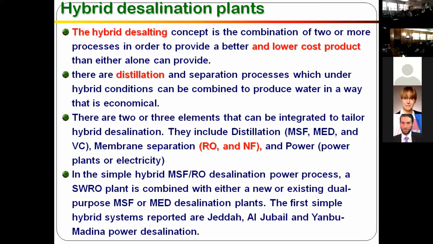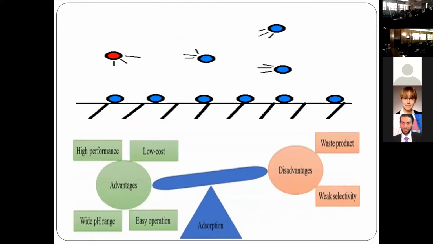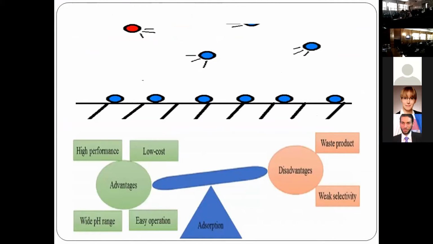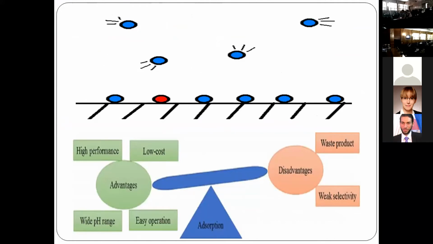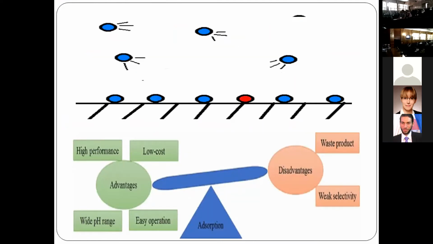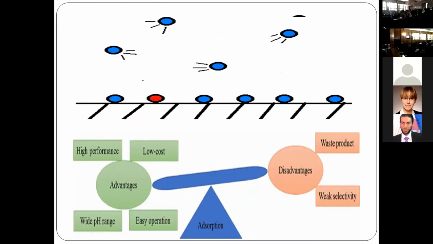A hybrid system, as you know, is a combination of two or more processes, like nanofiltration with RO, or distillation with a membrane process. The famous one is distillation and the membrane process. But if we're talking about adsorption, we always hear about adsorption cooling, silica adsorption, solar adsorption, but we do not hear about chemosorption or a membrane chemosorption process, a combination of these processes.